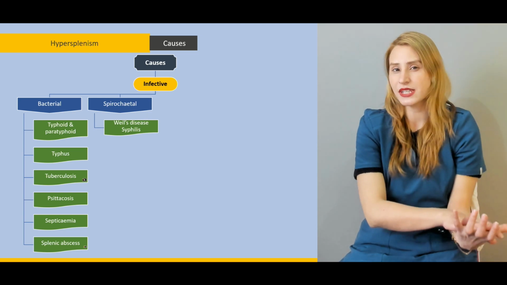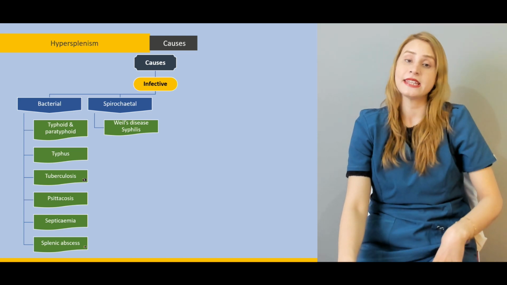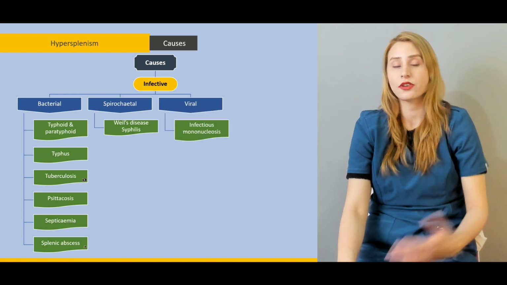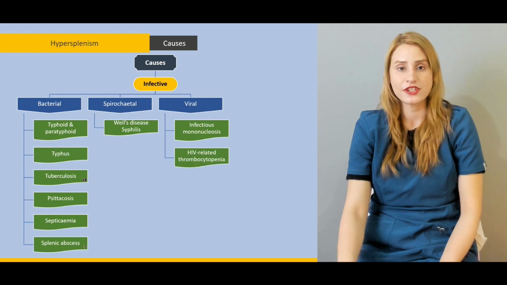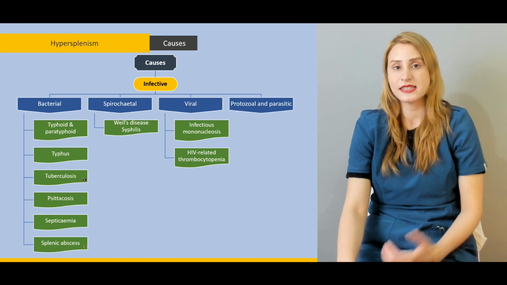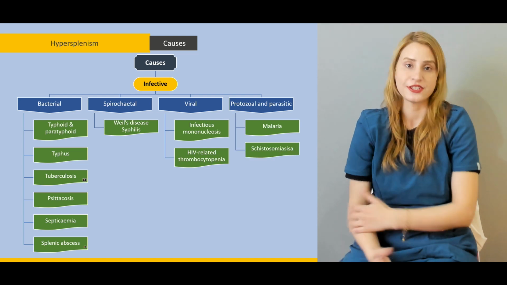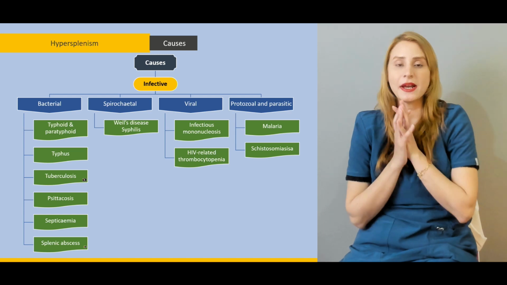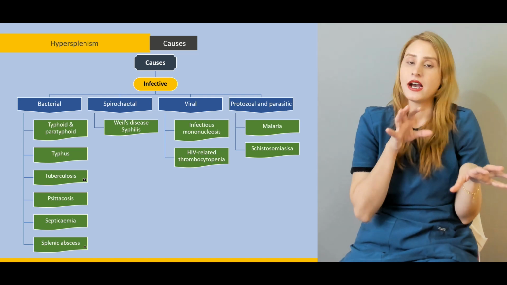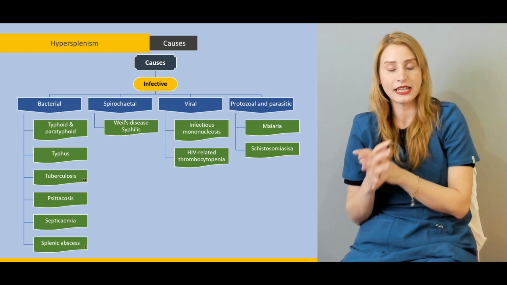That was the bacterial group, and there's another group called the spirochaetal group. Among the infective causes, Weil's disease or syphilis is one of them. Talking about viral infections, they can be infectious mononucleosis and HIV-related thrombocytopenia, and there are protozoal and parasitic infections like malaria and schistosomiasis. So the infective causes of splenomegaly or hypersplenism we divide into 4 important categories: bacterial, spirochaetal, viral, and parasitic and protozoal.